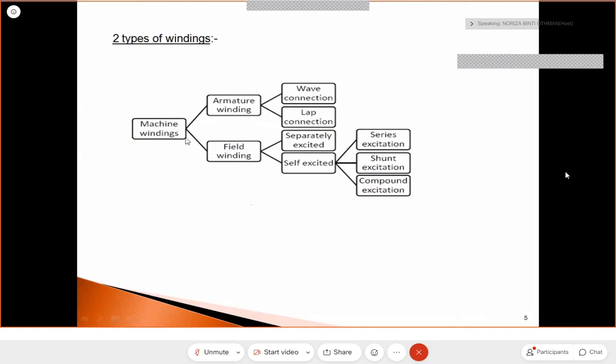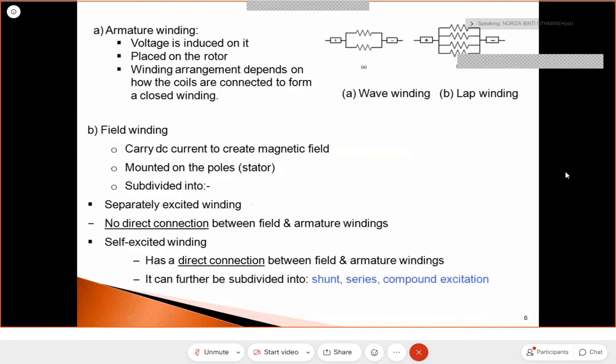Okay, the first one is armature winding, and then we have field winding. For armature winding, we have wave connection and lap connection. For field winding, we have separately excited and self-excited. And self-excited pula, dia ada series, shunt and compound excitation. So kita tengok the first one dulu, which is field and armature winding.